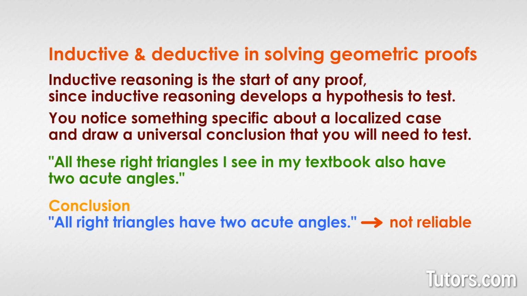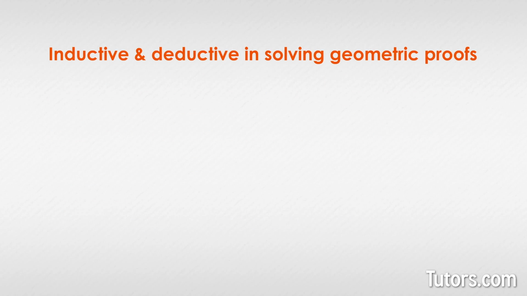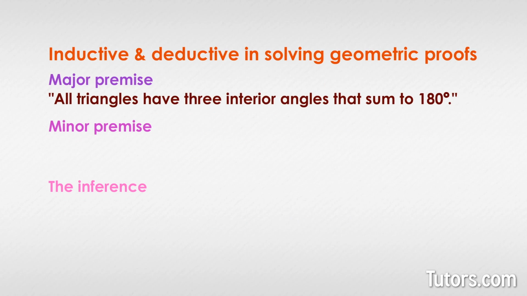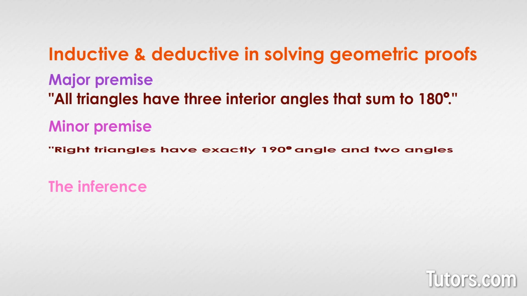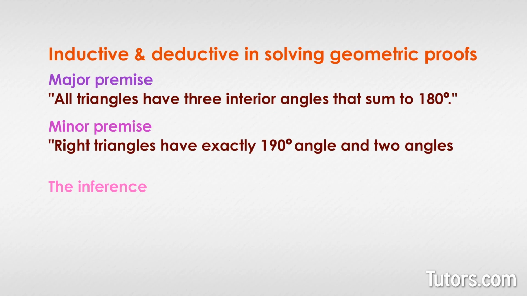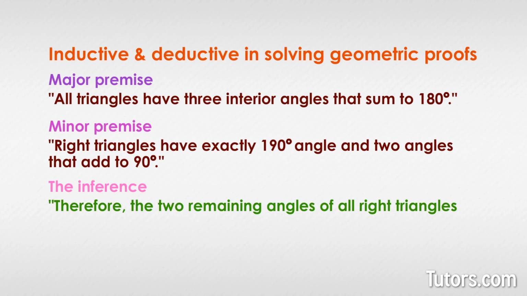You can test the conclusion using mathematical proof, relying on your knowledge of axioms, postulates, and theorems proven by other mathematicians. Now, switch to deductive reasoning and make a major and minor premise. All triangles have three interior angles that sum to 180 degrees. Right triangles have exactly one 90-degree angle and two angles that add to 90 degrees. Therefore, the two remaining angles of all right triangles must each be acute.